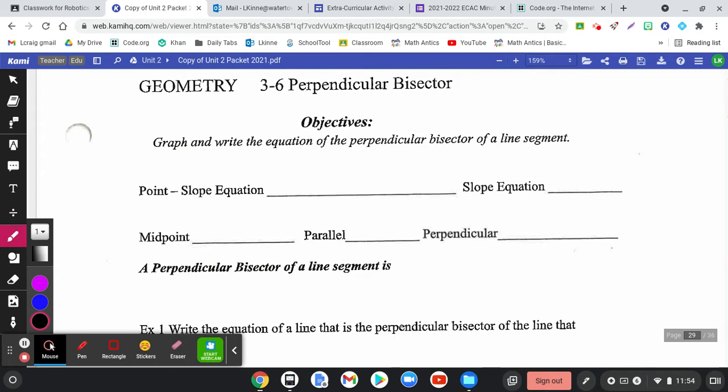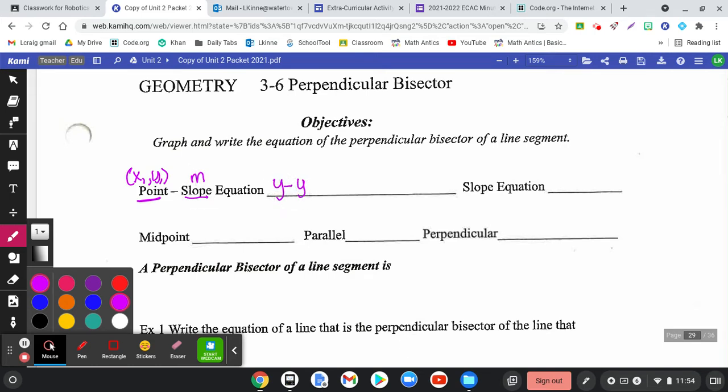First of all, let's review a couple things. Let's write down some of the formulas that you need to remember. We have the point-slope equation, which remember uses a point, which would be x1, y1, and slope, which is always m. And the equation is y minus the y value in your point equals slope times x minus the x value in your point.